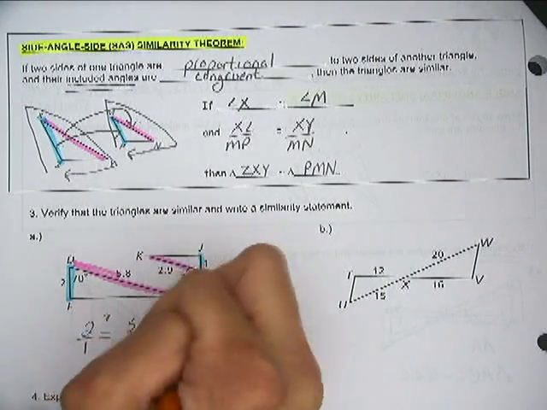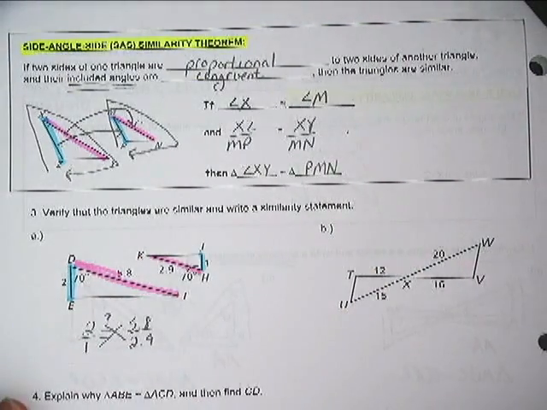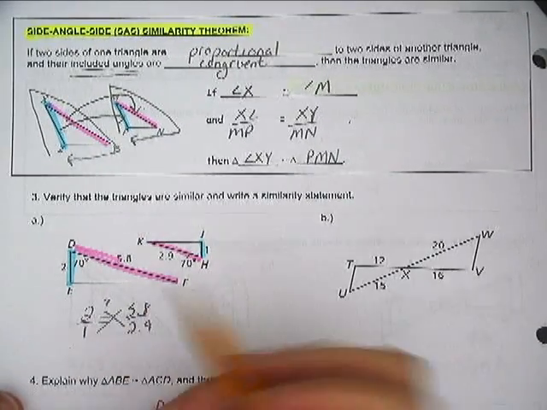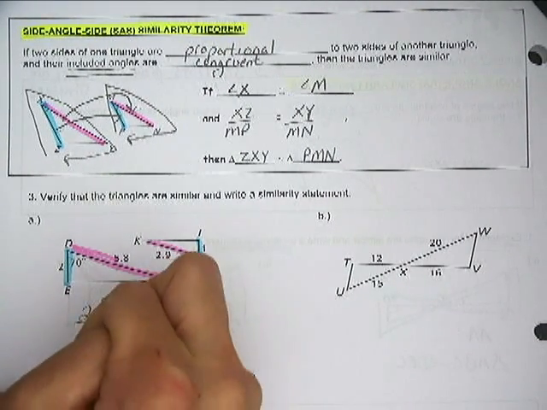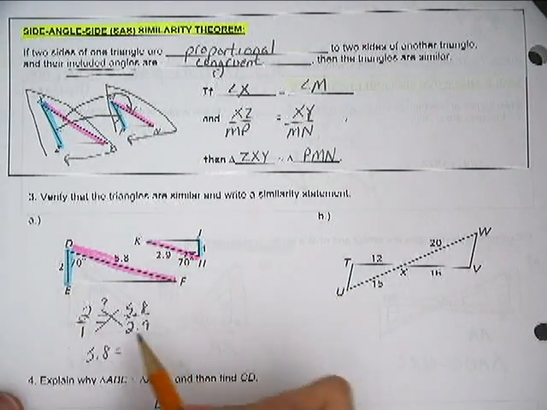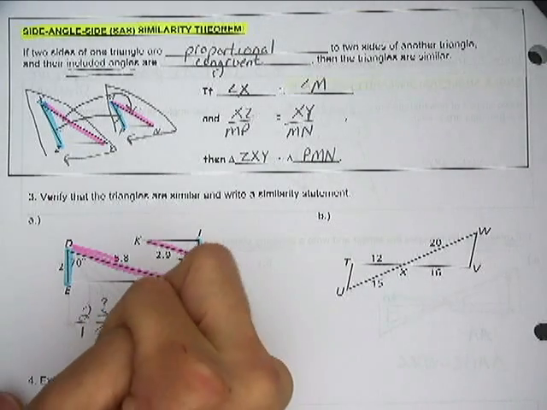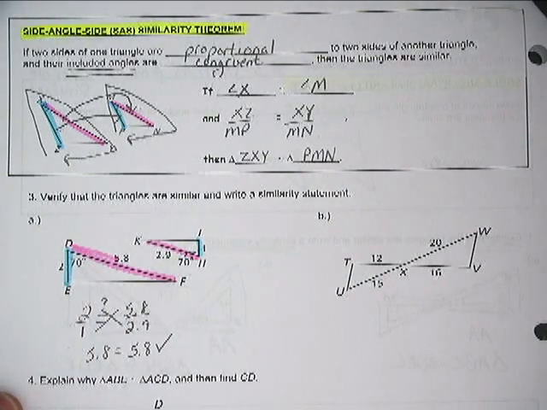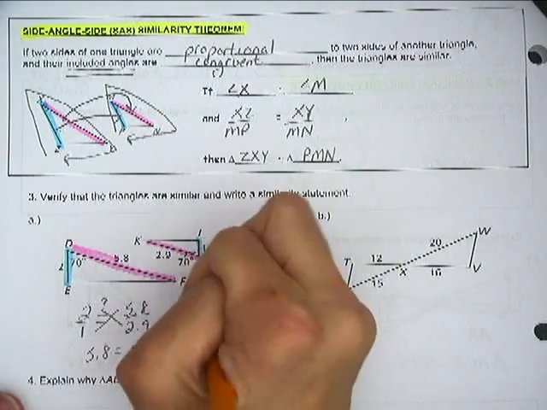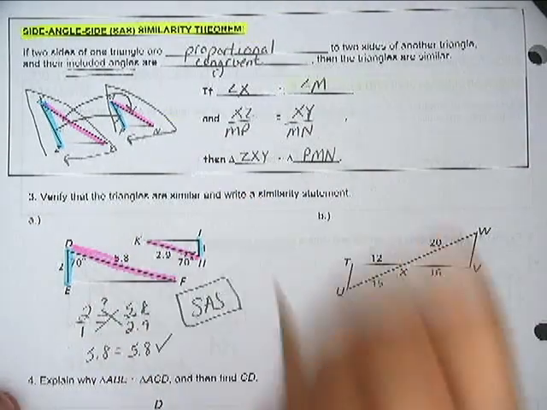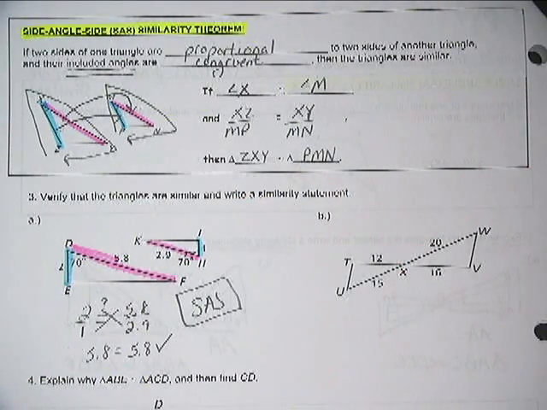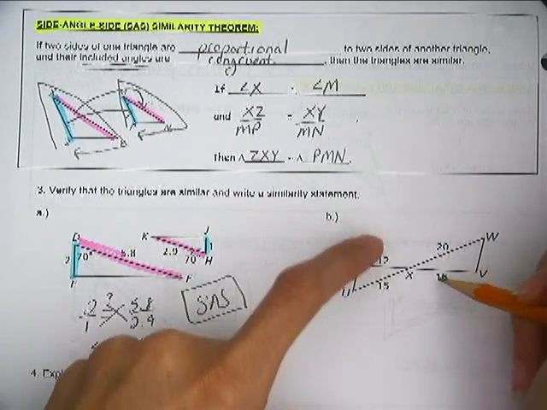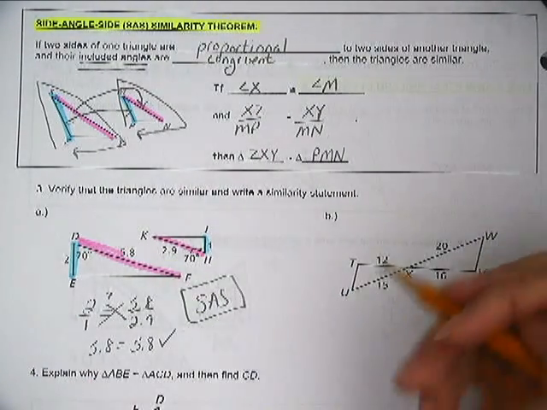So I'm going to go from left to right. Is 2 over 1, is that proportional to or equal to 5.8 over 2.9? So I cross multiply. 5.8 times 1 is 5.8. And 2 times 2.9 is also 5.8. So I went ahead and showed that they are similar based on side angle side.